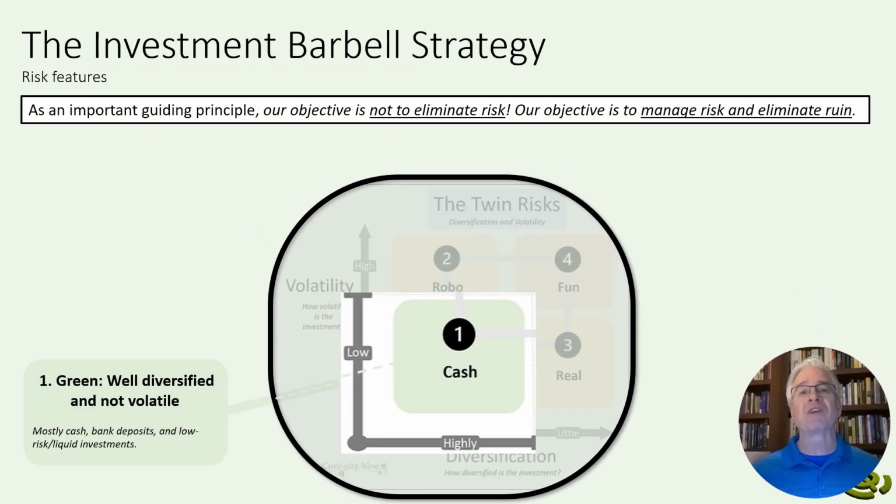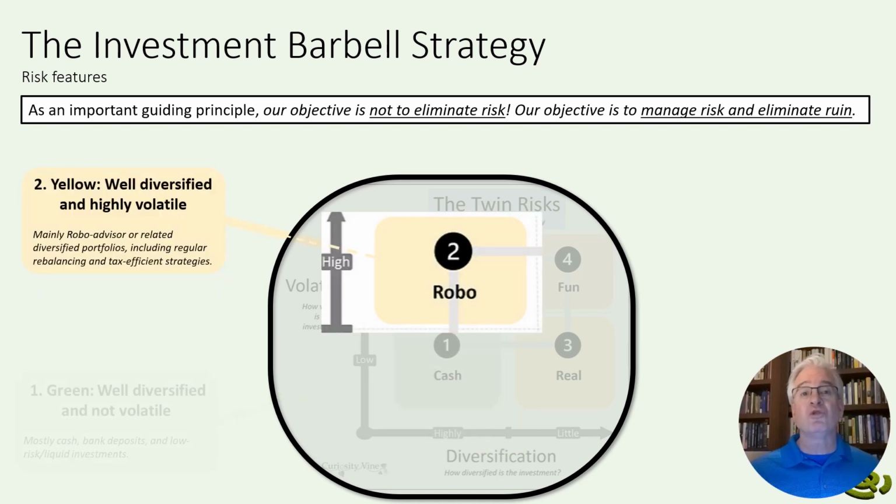First, let's summarize the 4 quadrants. 1, green, well-diversified and not volatile. Mostly cash, bank deposits, and low-risk liquidity investments. This quadrant is mainly managed in our savings waterfall we discussed earlier. 2, yellow, well-diversified, and highly volatile. These are mainly robo-advisors or related diversified portfolios. This includes regular rebalancing and tax-efficient strategies.